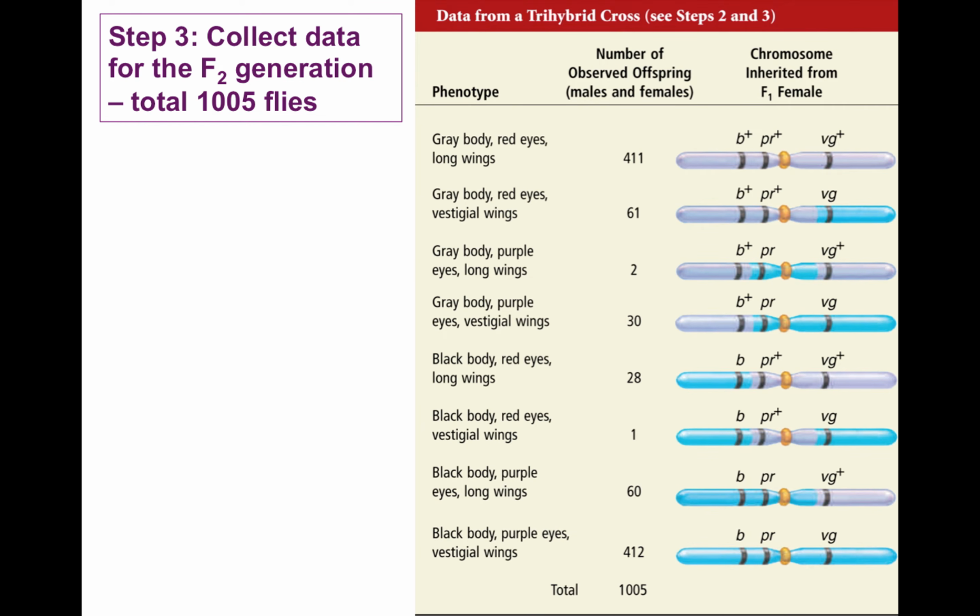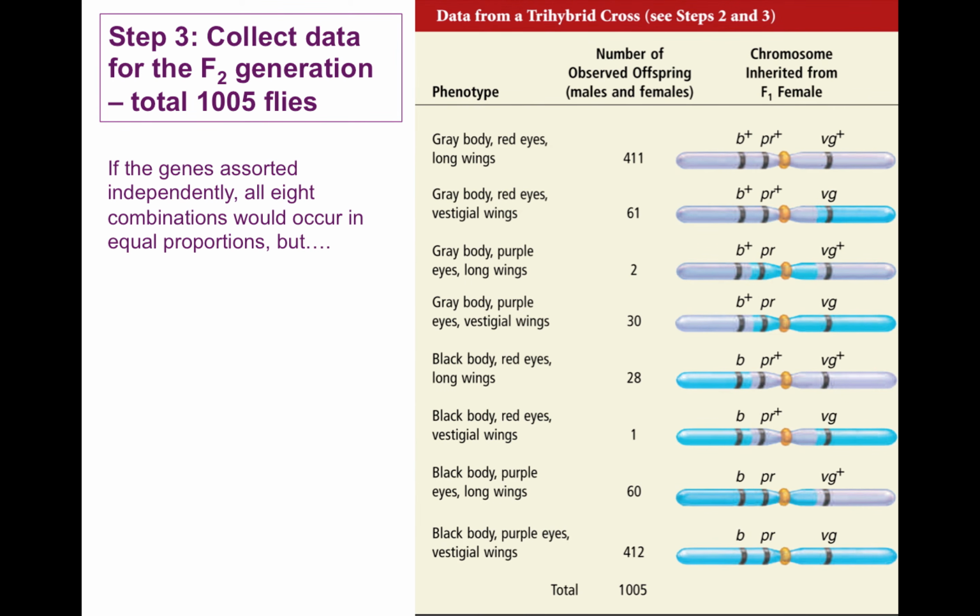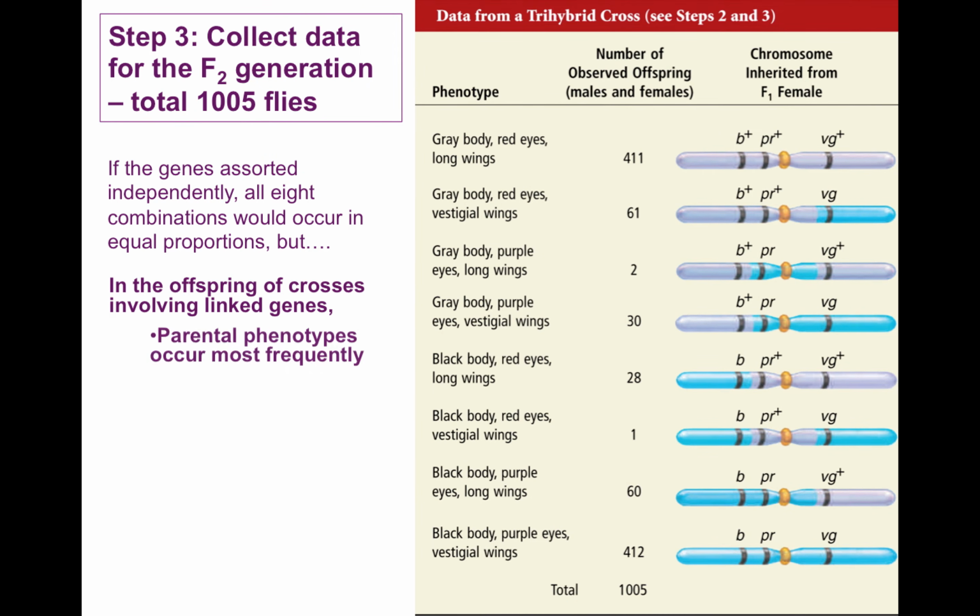Then you mate those flies together and you collect the data for the F2 generation for a total of 1,005 flies. If the genes are sorted independently, all 8 combinations would occur in equal proportions. But in the offspring of the crosses involving linked genes, the parental phenotypes occur most frequently. Okay, so here's our list of flies with the varying phenotypes. Here is our most common, and right here, these are the unrecombined parental phenotypes.